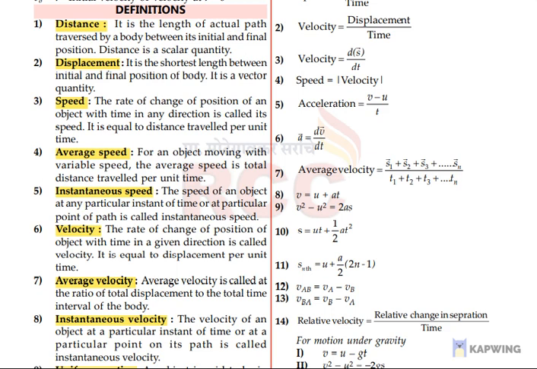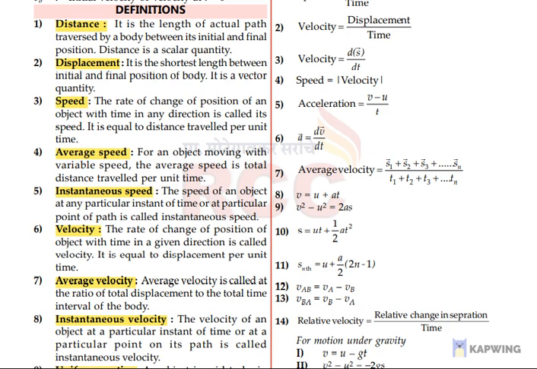Next, displacement. It is the shortest length between initial and final position of body. It is a vector quantity.